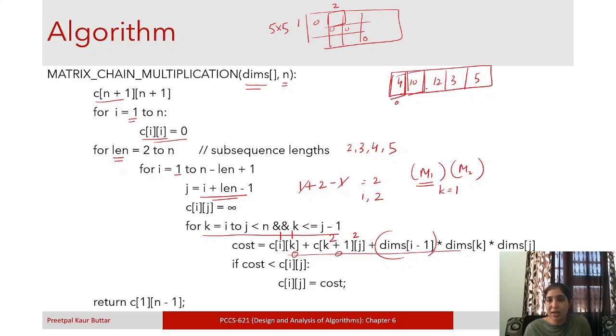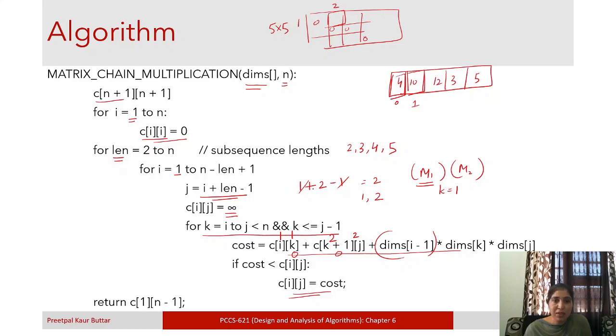Here k is 1, so we will pick this, into dimensions j. The last matrix is the j matrix, so we will look at the dimensions j. If the cost you are computing is less than the previous cost, then you will update the cost, because you are trying to minimize the cost here.